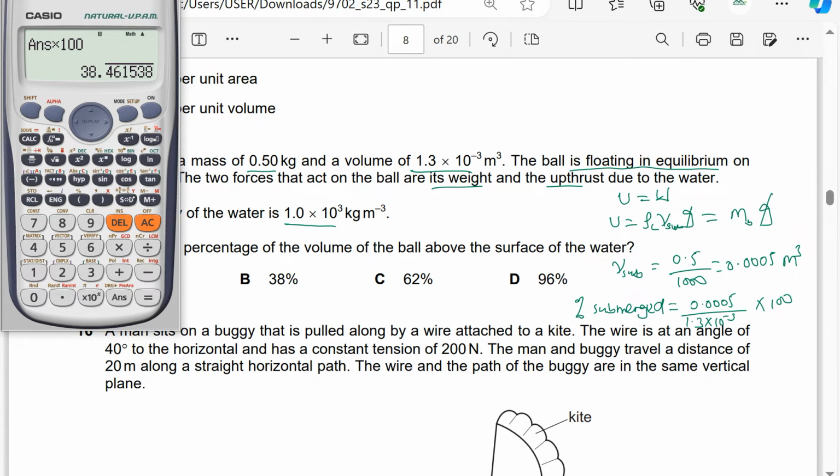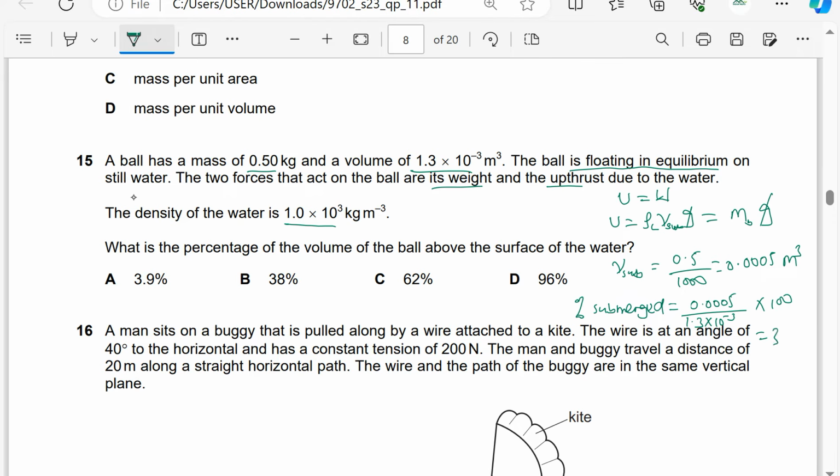So this is 38%. It is 38% which has been submerged. But we want the percentage of the volume of the ball above the surface. So the percentage which is above is going to be 100% minus 38%, which is 62%. So the answer is going to be C. The percentage which is above the surface of water is 62%.